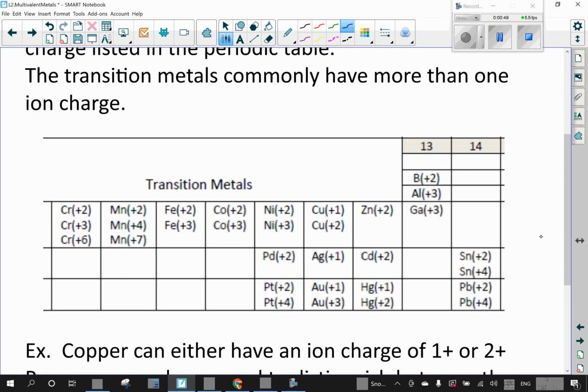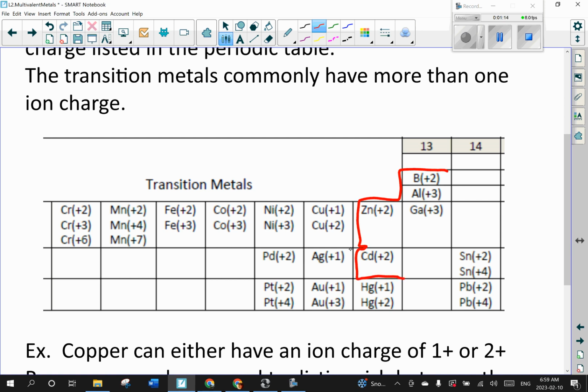Okay, so Bible page, back of your periodic table. If you look at the top of the page, you are going to see that in this transition metals area, chromium has 3 different charge options, manganese 3 different charge options, iron has 2, cobalt, nickel, copper, and zinc only has 1.